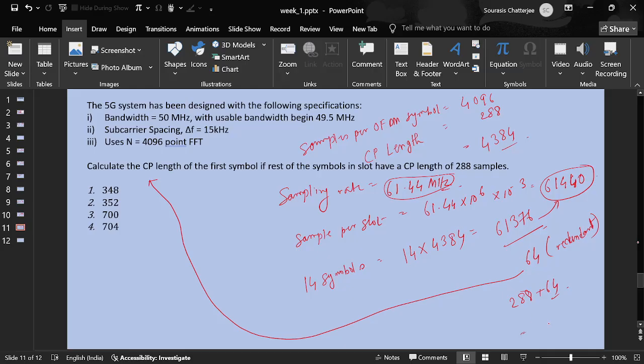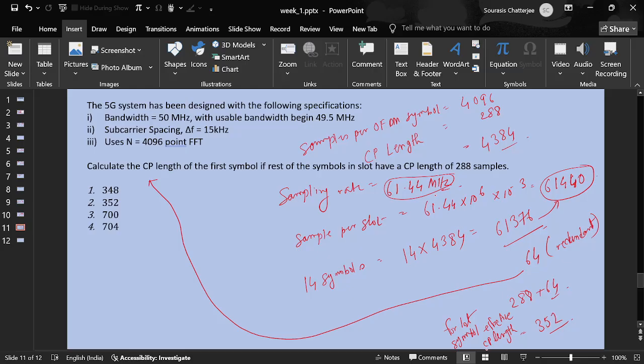So for the first symbol, the effective CP length is 352. Yeah, 352. That means you are picking the last 352 of the 4096 samples of the first symbol and putting them as the CP. That's all.